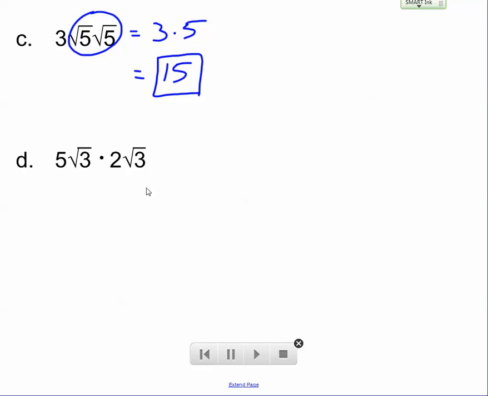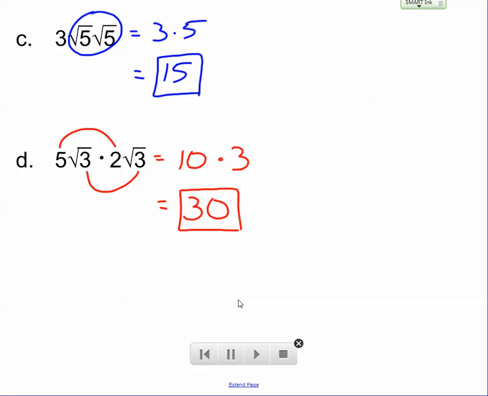Now d, I got the same thing going on. I see that square root of 3 times the square root of 3. And since multiplication is commutative, I can do it in any order I want. I'm going to do just that. I'm going to multiply this 5 times 2 first. And I'm going to call that 10. And then I'm going to do the square root of 3 times the square root of 3. And I'm going to call that 3, because it is. And 10 times 3 is 30.